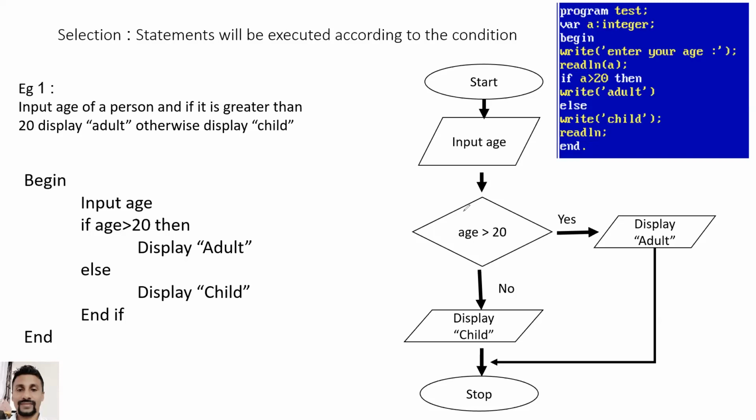Right? Here, if you put 20, what will happen? You are checking 20 greater than 20. So my condition is 20 greater than 20. 20 is not greater than 20. It is equal, but I am not checking that. I am checking whether it's greater than 20. So 20 greater than 20, it is no. 20 is equal, but not greater than. Because of that, it goes to the no side and it will display the word child.